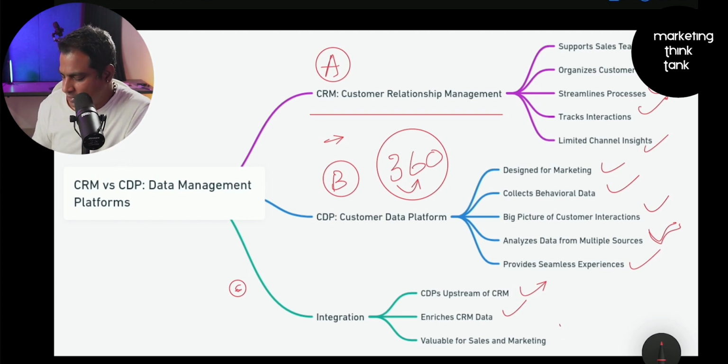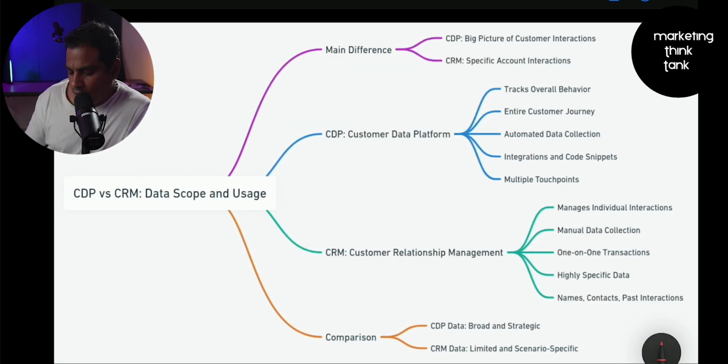This is valuable for sales and marketing, because it gives you a 360 degree view of what has been happening with a particular visitor or a group of visitors. This is how you identify the differences between a CRM and a CDP. All right, let's look at the scope and usage of each of these platforms.